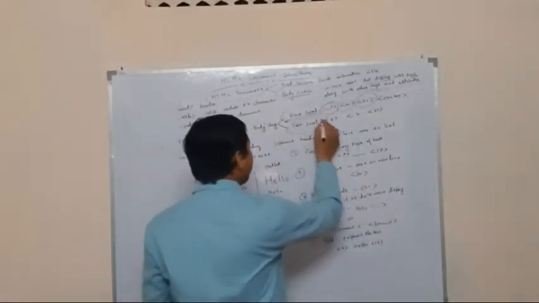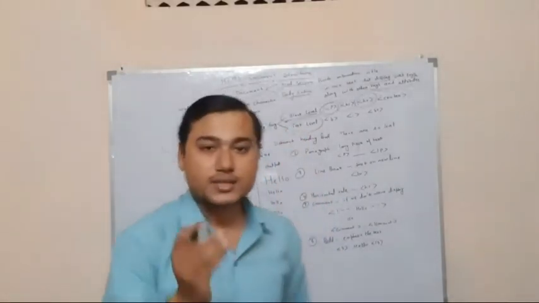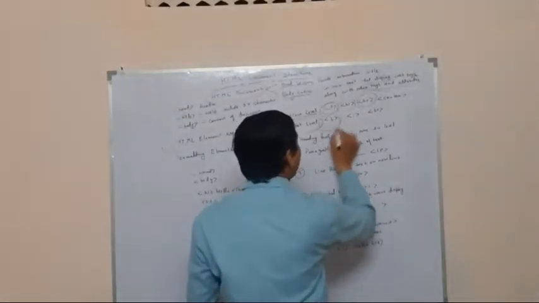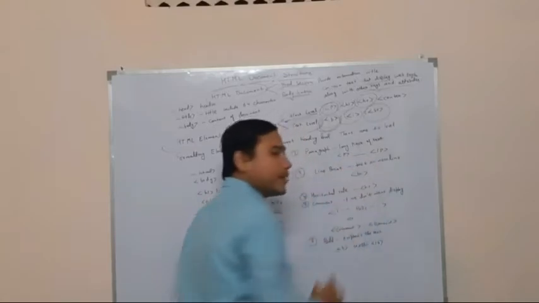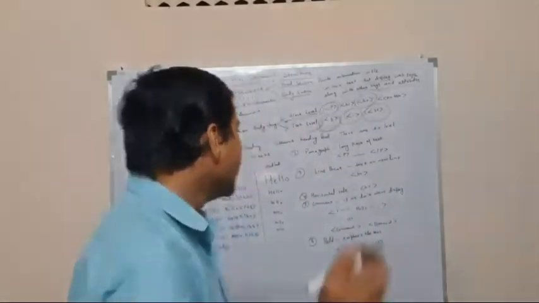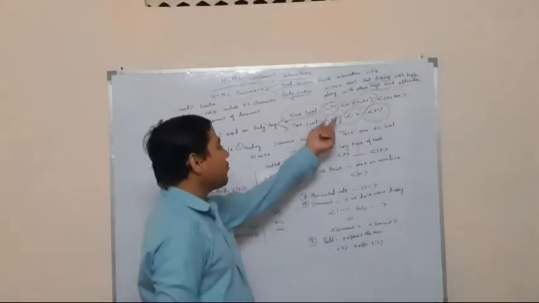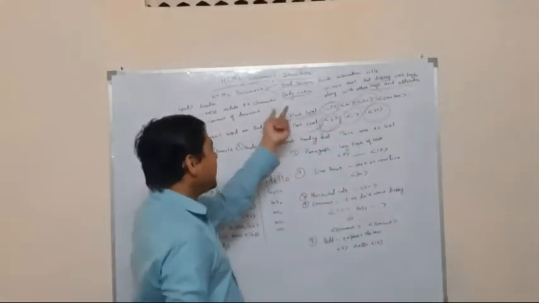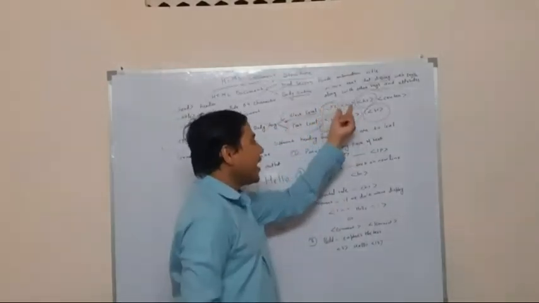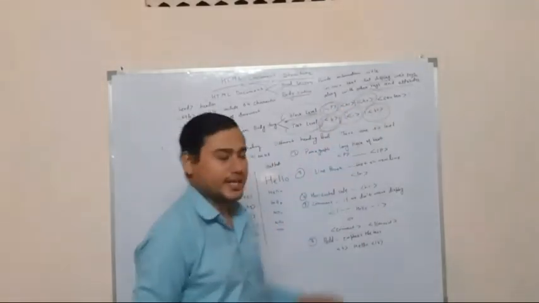Now in the text level you can find some elements like bold, italic and line break. Bold, italic and line break you can find in the text level element. So in the text level element you will find bold, italic and line break, and in the block level element you will find paragraph, heading, horizontal rule and center.